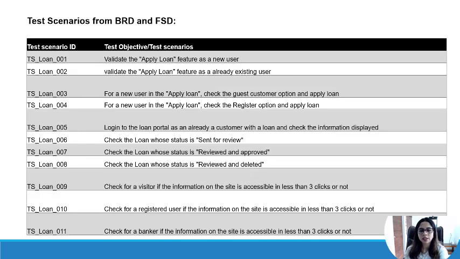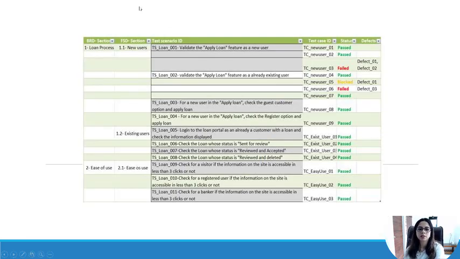These are the test scenarios which can be extracted from the BRD and the FSD. So these are all the scenarios. Let's go to the next sheet, it will make it easier for you to understand. You can see here we have the BRD section. We have two BRDs, loan process and ease of use. In the FSD section, the functional specification documents, we have separate FSDs for each BRD. For loan process, we have new users and existing users. For ease of use, we have only one, which is ease of use.